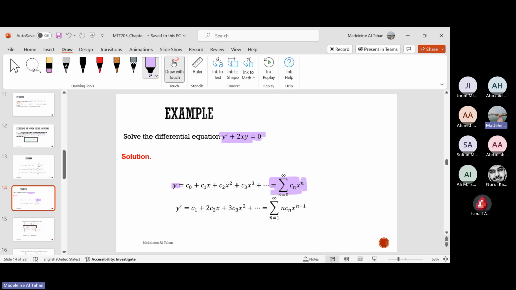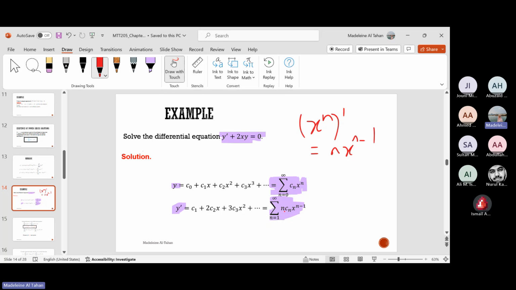Sigma Cn x^n, and y prime is sigma n Cn x^(n-1). So here we used x^n. The derivative of it is n x^(n-1). And of course, we do not start it at n equals 0. Suppose that you wanted to start it at n equals 0, it will be 0, because we have here 0 times something is 0. So immediately we can start it at 1. Then what's our next step?